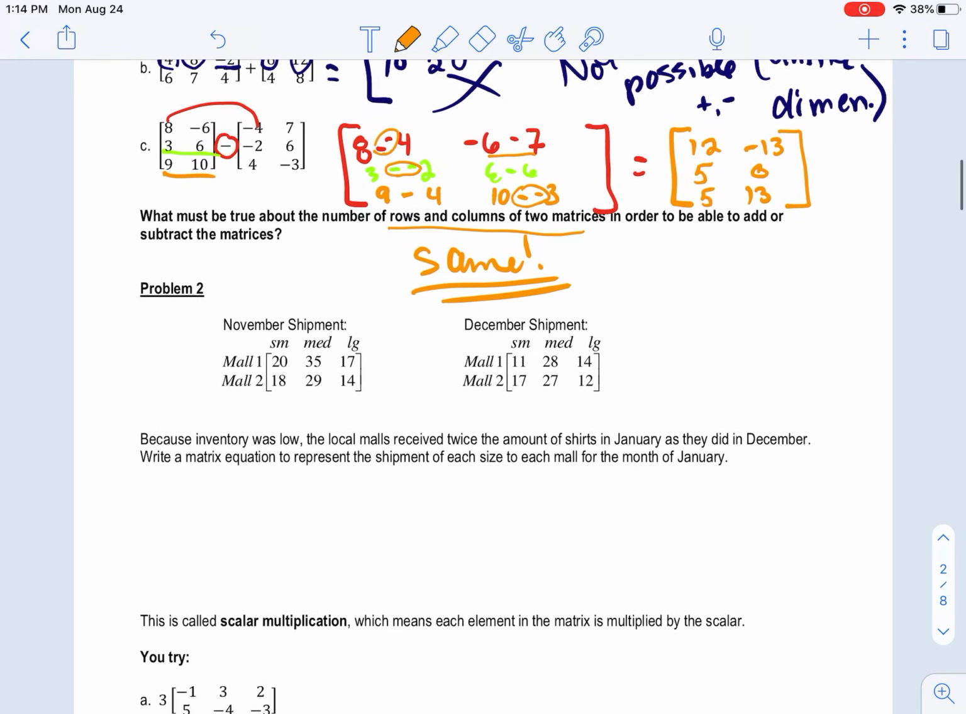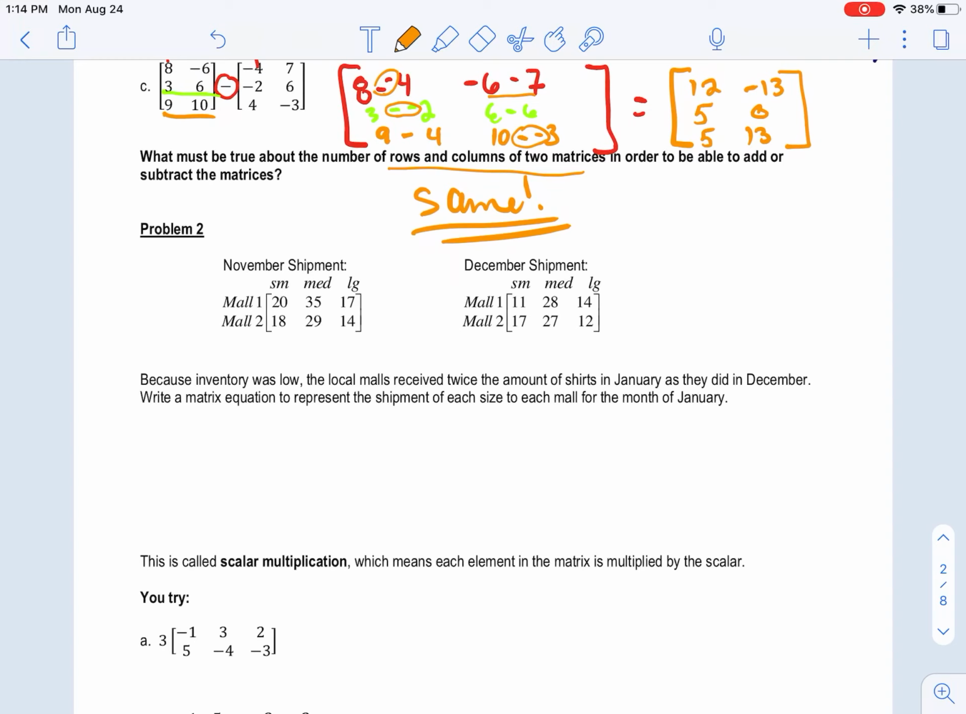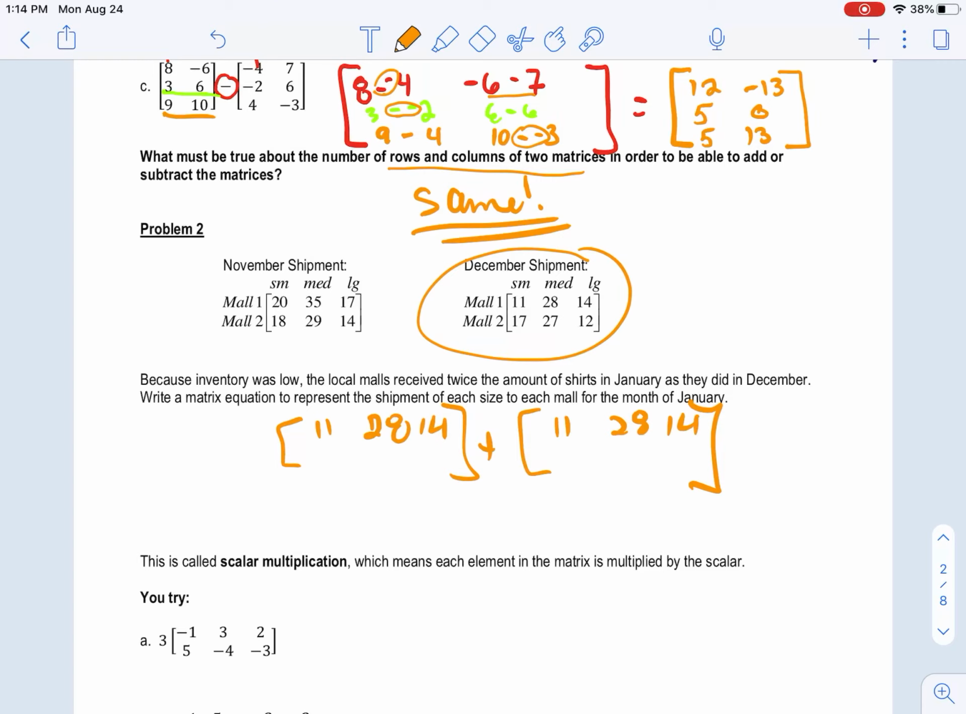Okay, problem 2. Because the inventory was low, the malls received twice the amount of shirts in January as they did in December. So what we want to do is take this one twice. So we can write 11, 28, 14, plus another 11, 28, 14, etc. Okay, we could do that, add them together, and get our total.